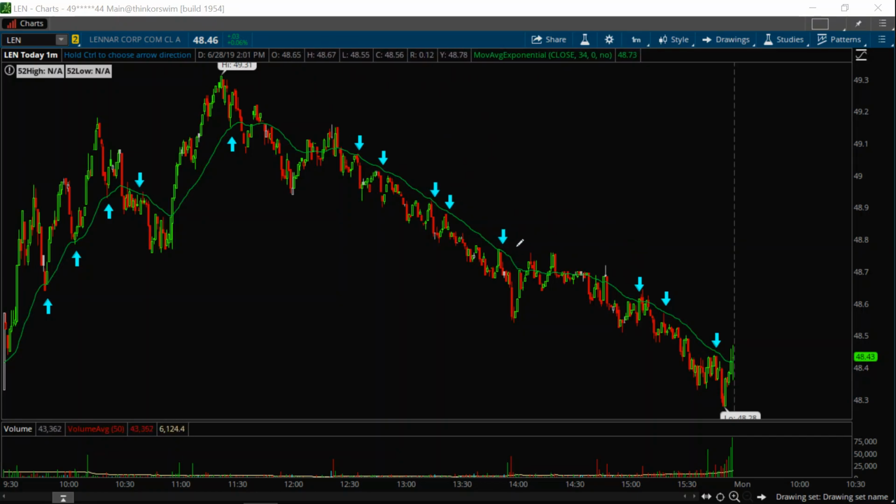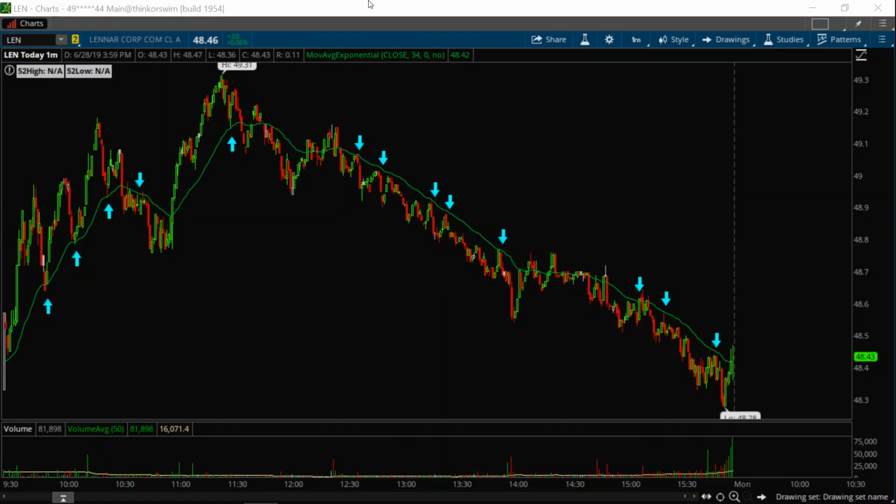You can see multiple times consolidating, drops, comes back to test it, drops, comes back to test it, and drops. So the 34 exponential moving average is one that we watch for a lot of stocks, a lot of tickers. It acts as a good moving support and resistance. And if you pull it up on some of the tickers that you like, you'll find that it probably respects that more often than not.